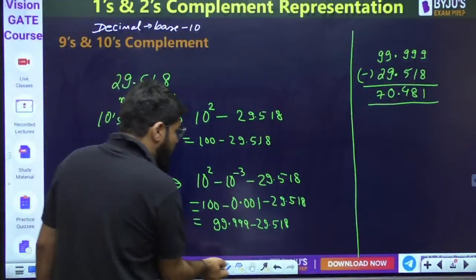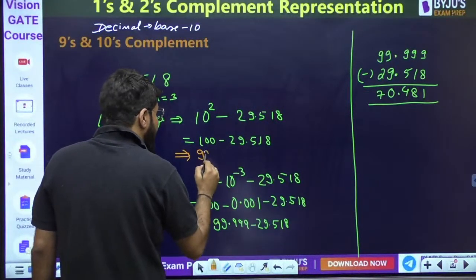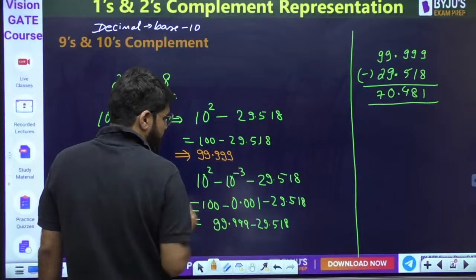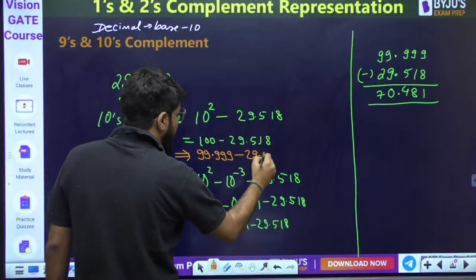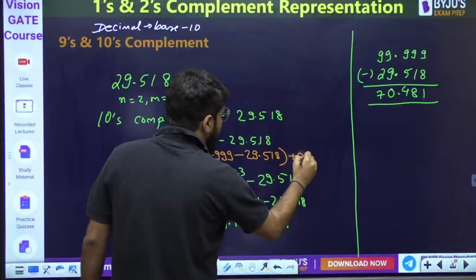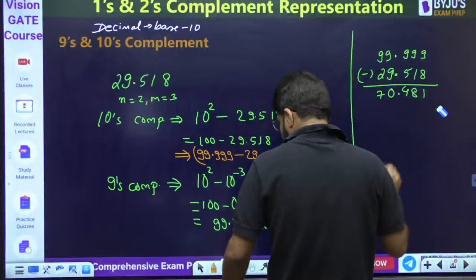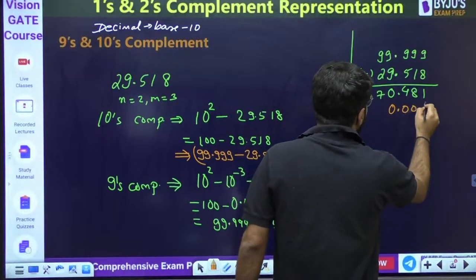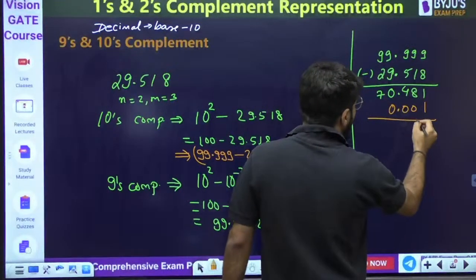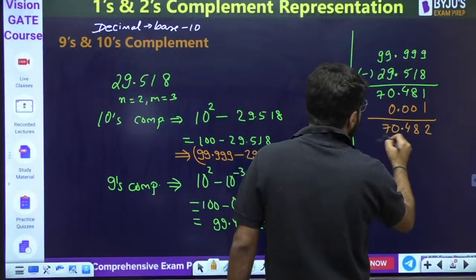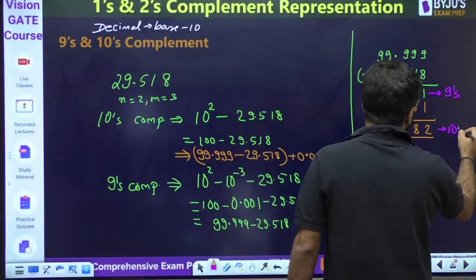Now, what about the 10's complement? Look into this. Rather than subtracting from 100, I will write 100 as 99.999 plus 0.001. First I subtract from 99.999, and then I add 0.001. That means I am actually adding 1 to the rightmost available digit. 1 plus 1 is 2, then 8, then 4, then 70. This is the answer. The earlier result is known as the 9's complement of the number, and this is known as the 10's complement of the number.